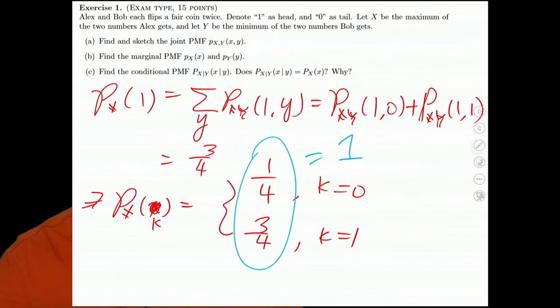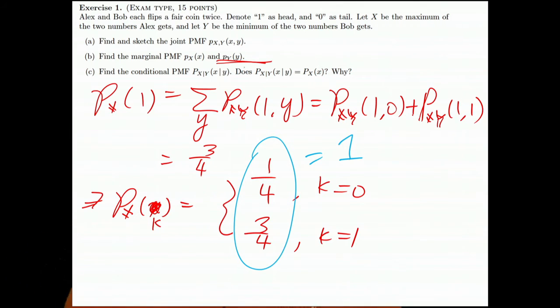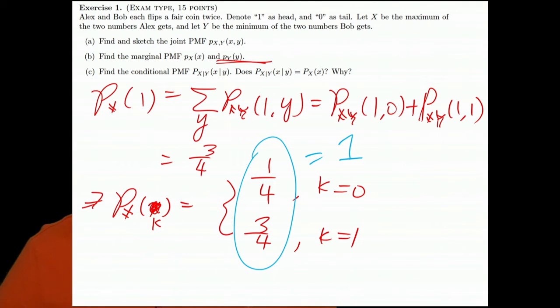So similarly, we can find the marginal PMF of y. This one you can do yourself. You just change x and y: the x now is y, and y now is x, and then you can easily find the marginal PMF of y.